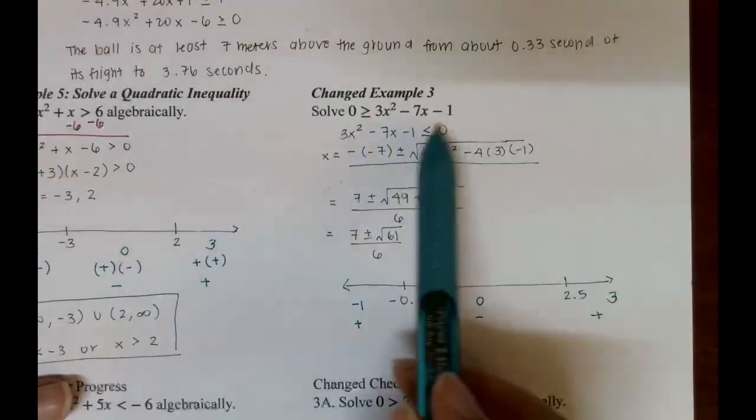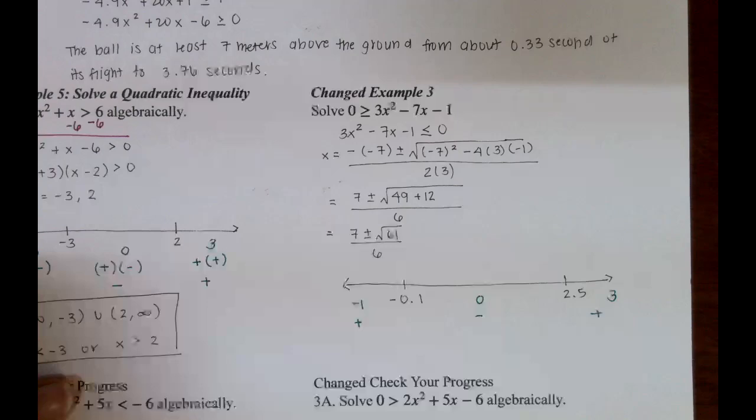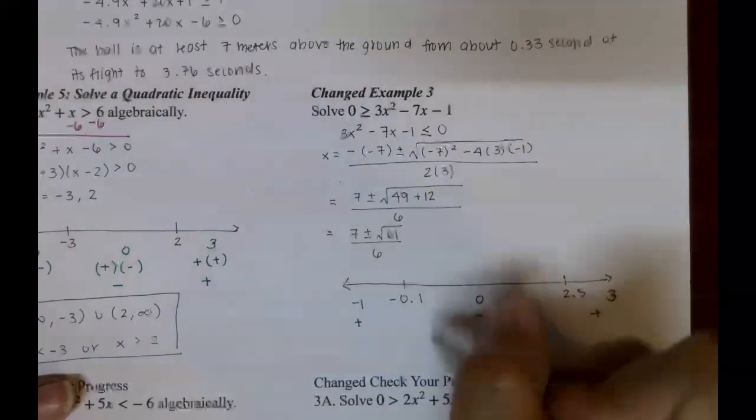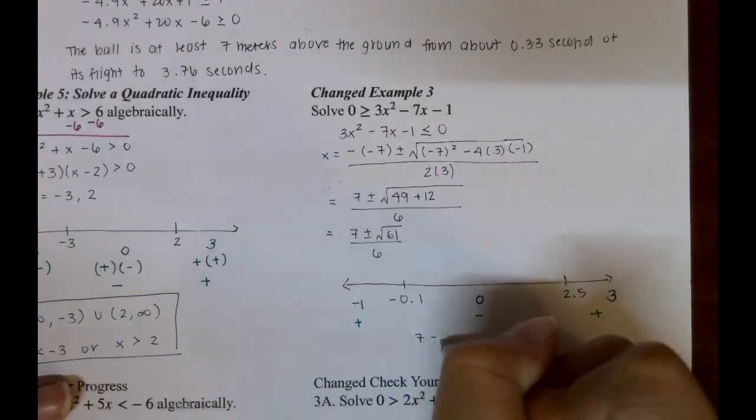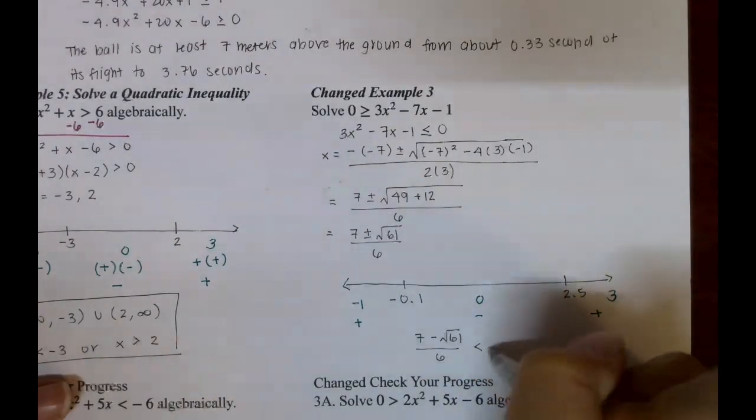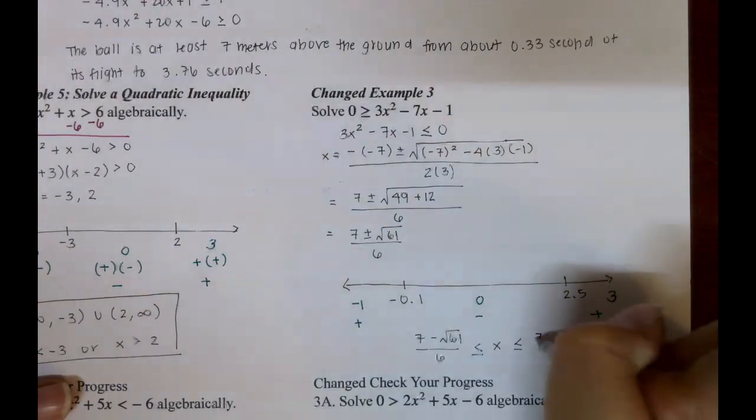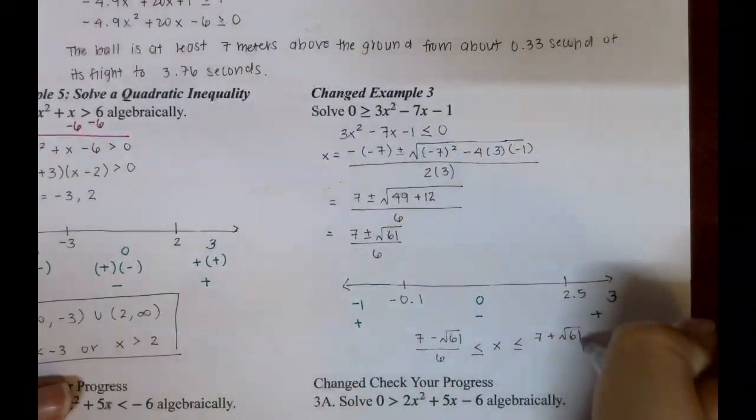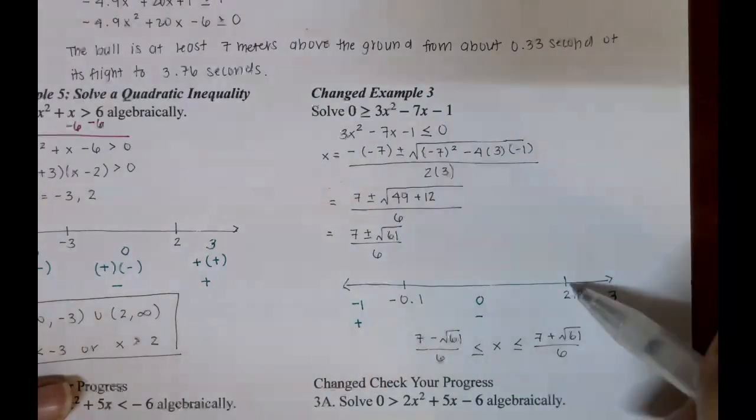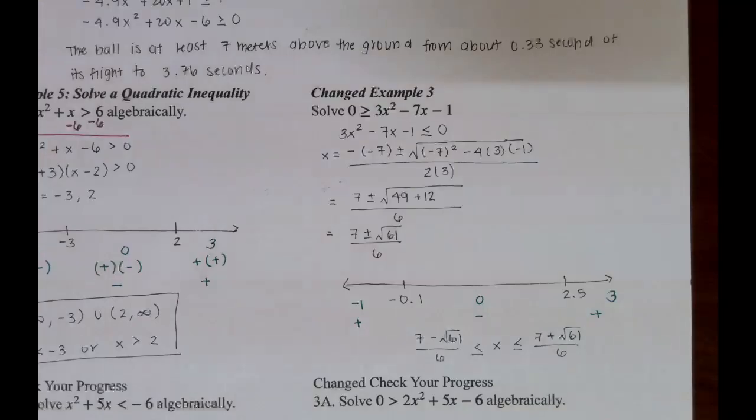So here I want the ones that are less than or equal to 0. So that's going to be between here and here. So that means it's between 7 minus square root of 61 over 6 and 7 plus square root of 61 over 6. Because this is the 7 plus square root of 61 over 6, and this is the 7 minus square root of 61 over 6.